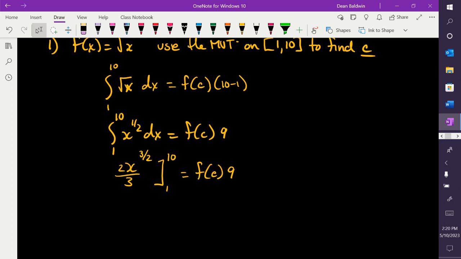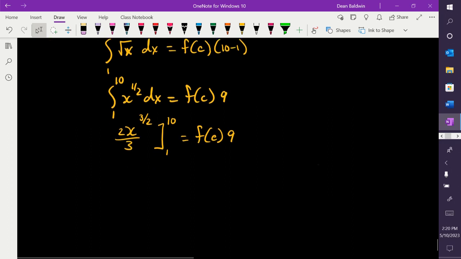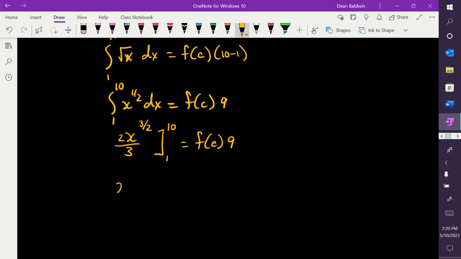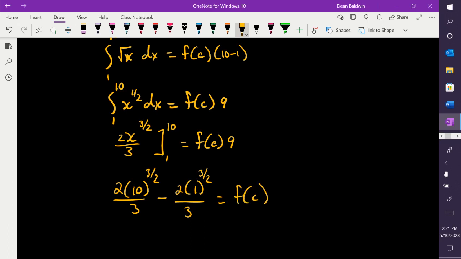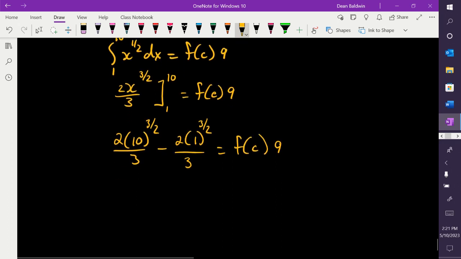Okay. Then we plug in 10. So I'm going to get 2, 10 to the 3 halves over 3 minus 2 times 1 to the 3 halves. We can do decimals, over 3. Could make it 9, but then we're really changing stuff. We can do it. I have no idea what the square root of 10 is.